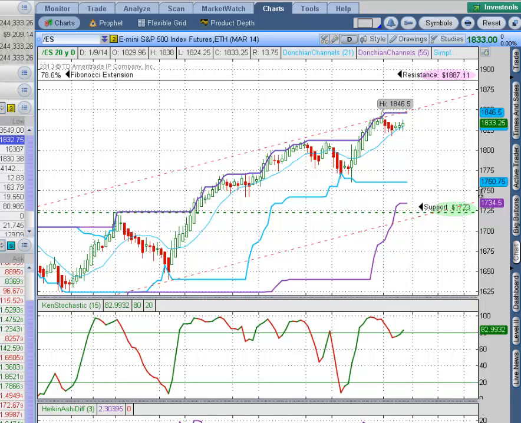Price is still bullish and is consolidating just below the upper edge of the uptrend channel. Resistance is at 1887 as seen by the pink oval. Support is at 1723 as seen by the green oval.